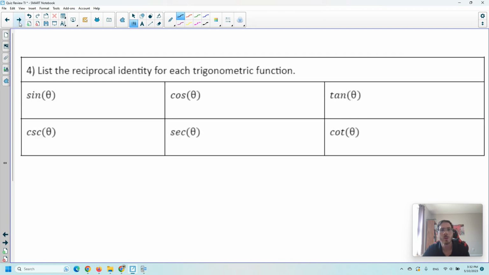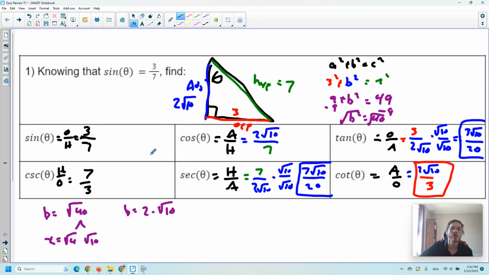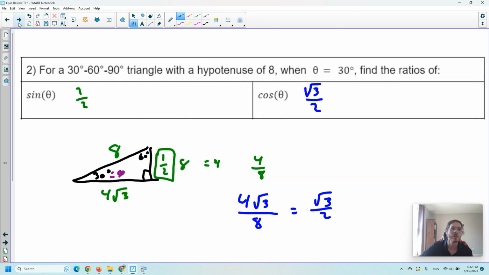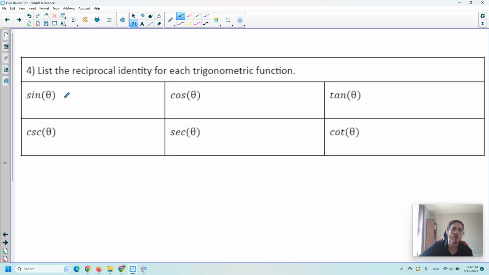All right, for number 4, list the reciprocal identities for each of the trig functions. This is just knowing which ones go with which ones. So, I mean, I got the whole list of them all the way over here, so I could go back there and look at my choices. But sine is 1/cosecant of theta. If I just write CSC, it's wrong. CSC is not a thing. CSC is a function. So sine of theta is a function of something.